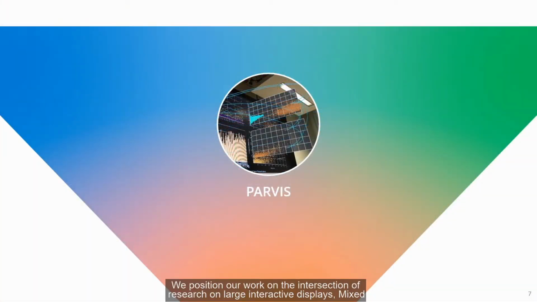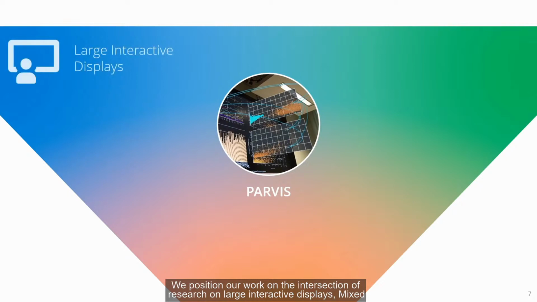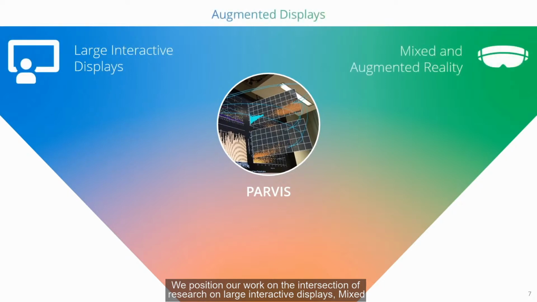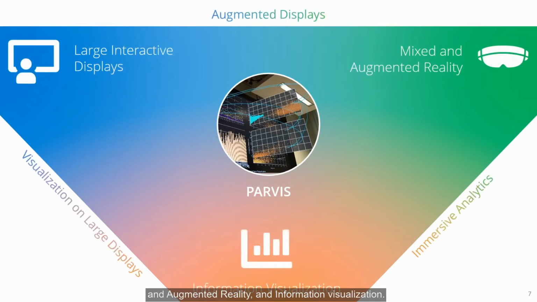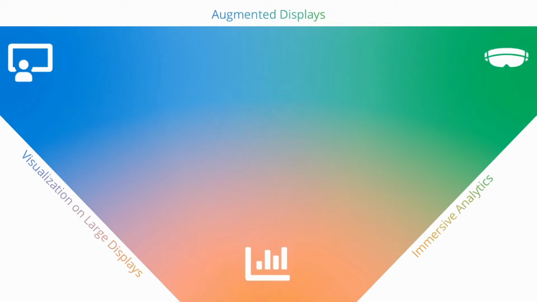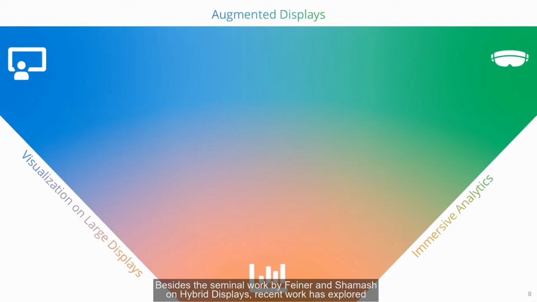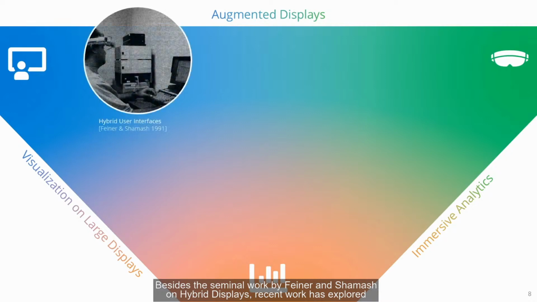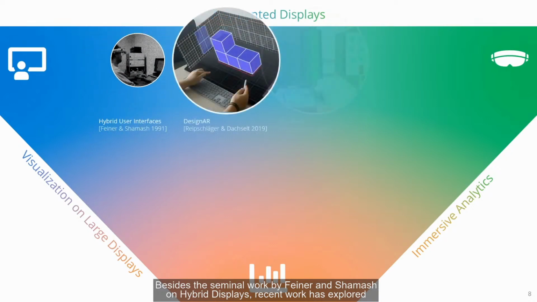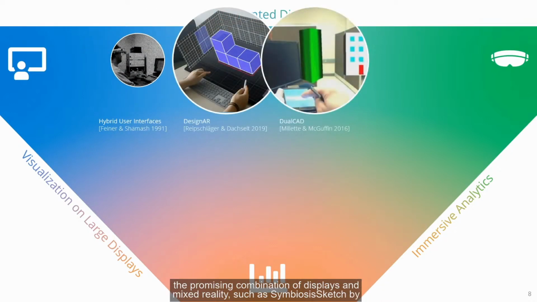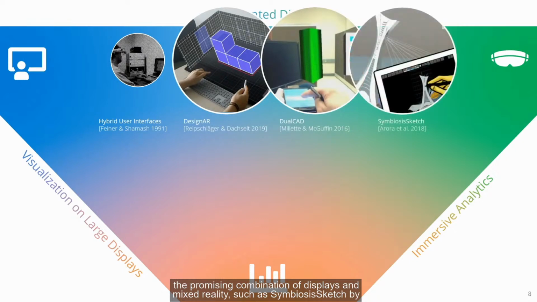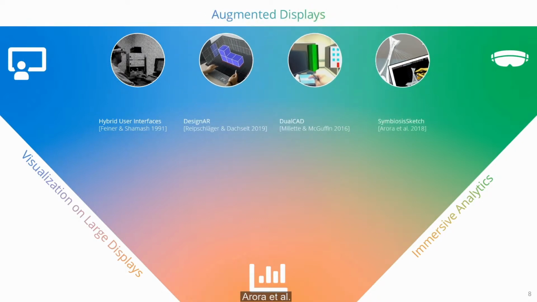We position our work on the intersection of research on large interactive displays, mixed and augmented reality, and information visualization. Besides the seminal work by Feiner and Shamash on hybrid displays, recent work has explored the promising combination of displays and mixed reality, such as Symbiosis Sketch by Aurora et al.